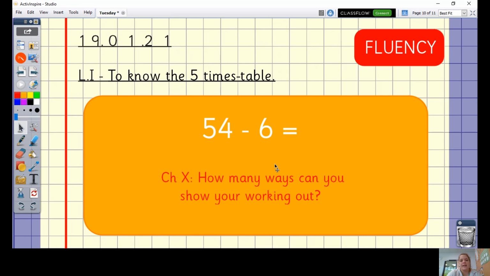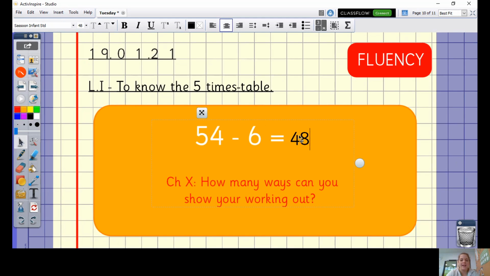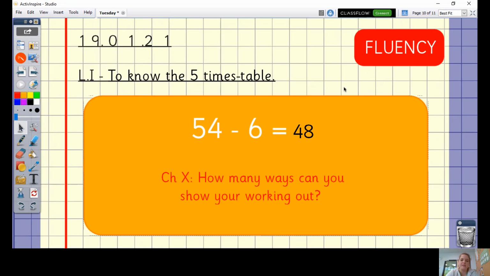Okay, so 54 subtract 6. Our answer to this would be 48. So well done if that was the answer that you found as well.